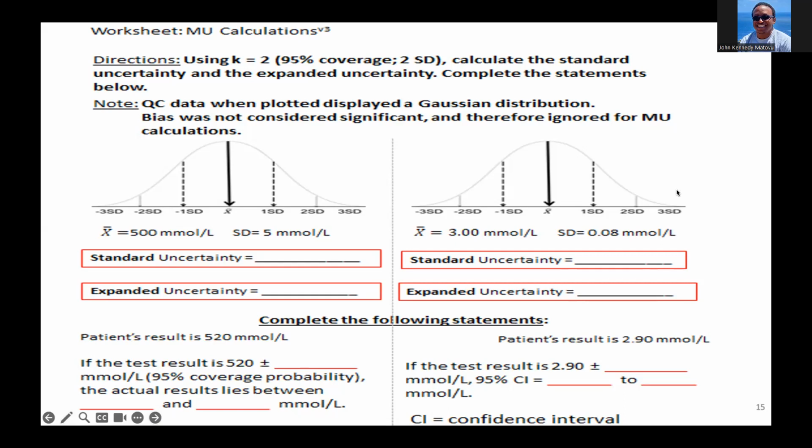Right, so for the first one, who would like to debrief us? Can we take the first example, please? Janet Portillo, could you help us with the first calculation here? Could you tell us what you got for your standard uncertainty and your expanded uncertainty, please?